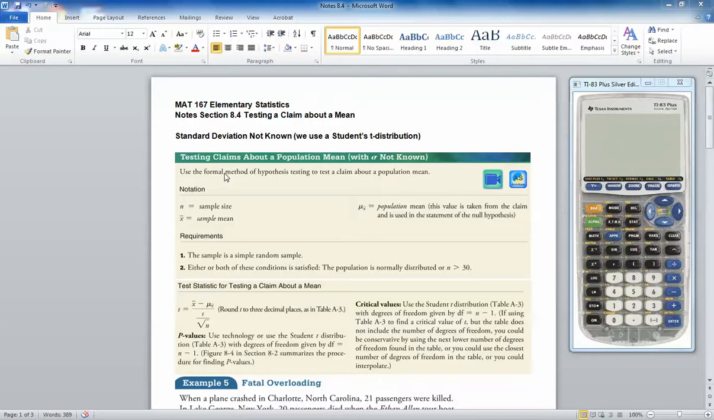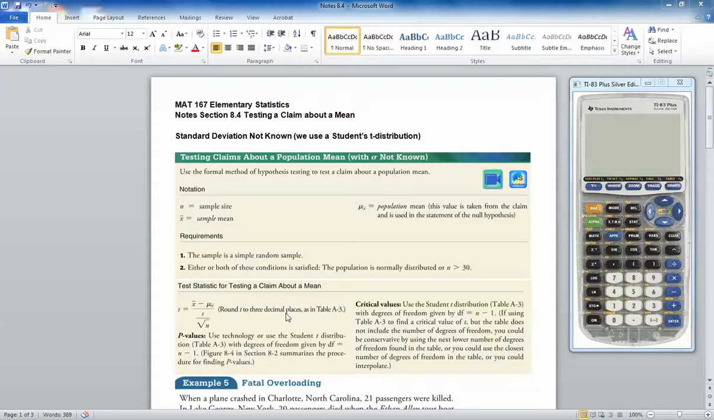So the formal method of testing, here's our notation. n is sample size, x bar is our sample mean, and then mu sub x bar is the population mean, and this value is taken from the claim and used in the statement of the null hypothesis. Requirements to perform this test are that our sample has to be a random sample, and either of the following conditions is satisfied: either the population is normally distributed, or our sample size is greater than 30, or both.